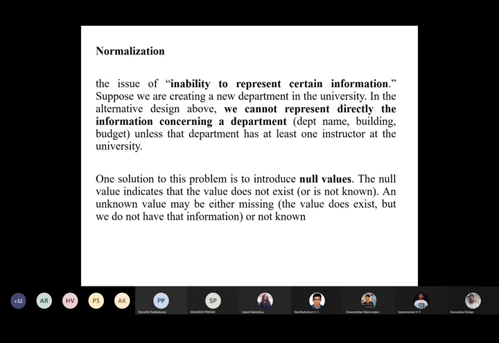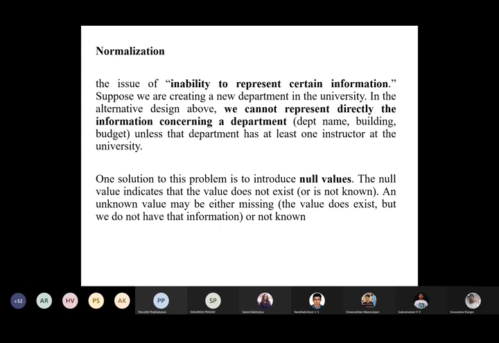So the issue of inability to represent certain information is there in this faculty relation. Suppose we are creating a new department in the university. In the alternative design, we cannot represent directly the information concerning a department unless the department has at least one instructor at the university, right? So this faculty relation represents a bad schema design. It's not possible to add department details alone. You have to add some values for the faculty, and only then will you be able to add values for the department. So one solution to the problem is to introduce null values, right?